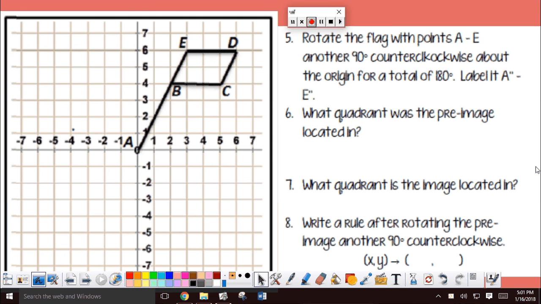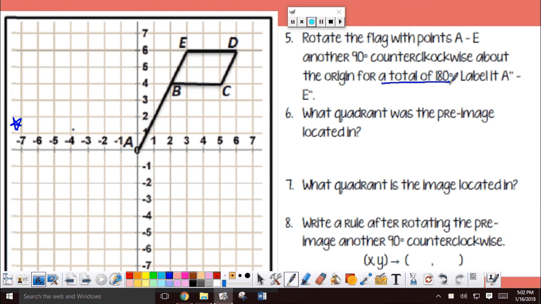So this is the video that's going to finish up the notes for rotations. So we're going to start now. Remember, we already did our rotation 90 degrees counterclockwise, so we ended up in quadrant 2. Well, now it says we're going to rotate the flag with the points A through E another 90 degrees counterclockwise about the origin for a total of 180 degrees. So I want you to underline total of 180 degrees.